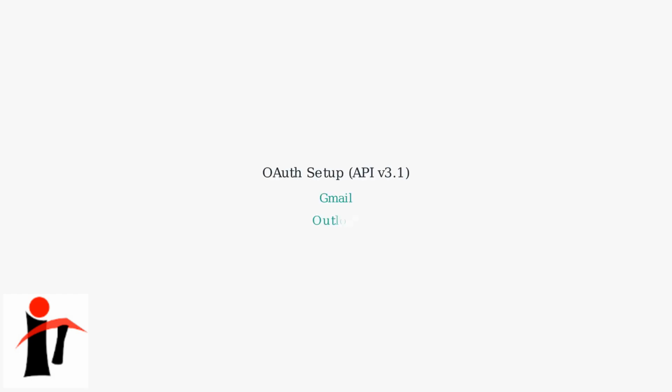With the updated API version 3.1, OAuth setup for providers like Gmail and Outlook streamlines this process, often eliminating manual credential entry. Now let's configure IMAP.